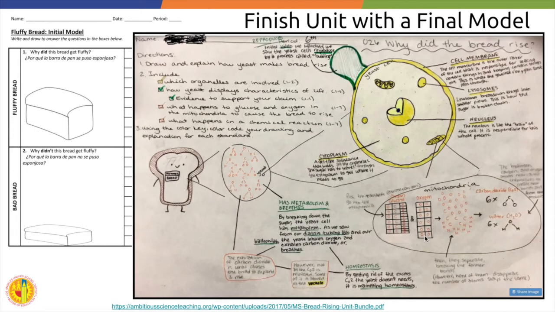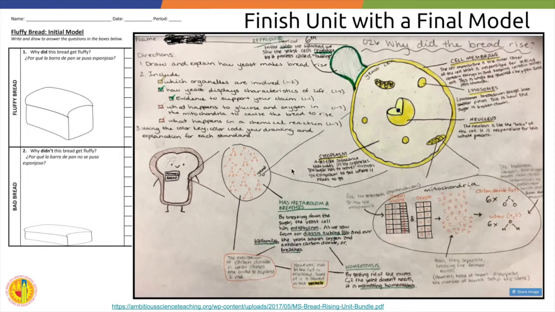So the student explains all of this and develops the storyline from the slice of bread, tracing all the way back to what's happening in the mitochondria in the cell. So this is the story here. This is the storyline that's developed, facilitated by the teacher, but carried out by the students.